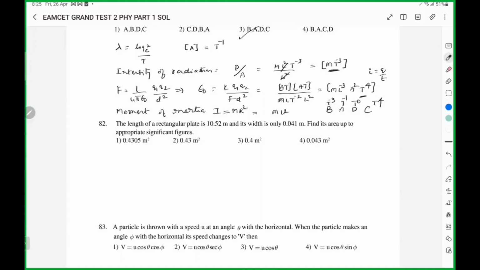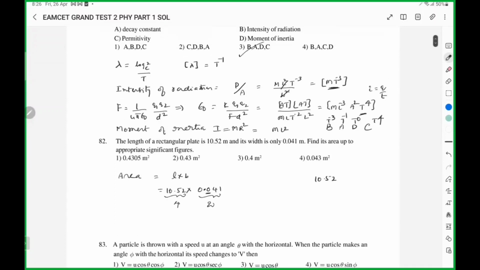So find the area with appropriate significant figures. Area here is length into breadth, 10.52 into 0.041. 10.52 has 4 significant digits. After the decimal point, before a non-zero digit, this 0 is not significant, so 0.041 has only 2 significant digits. After multiplication, the result should have only the minimum number of digits among the given numbers. That is, 2 significant digits must be there.